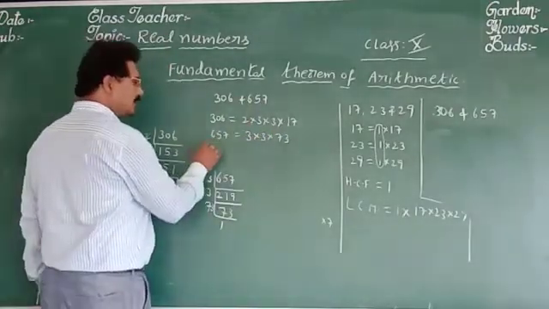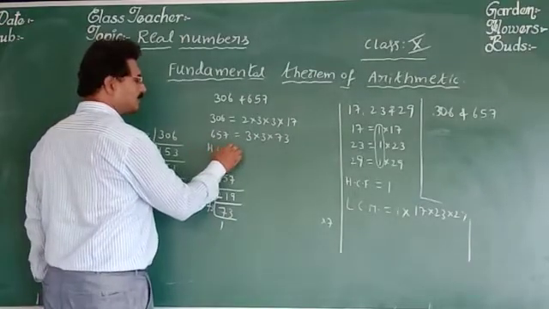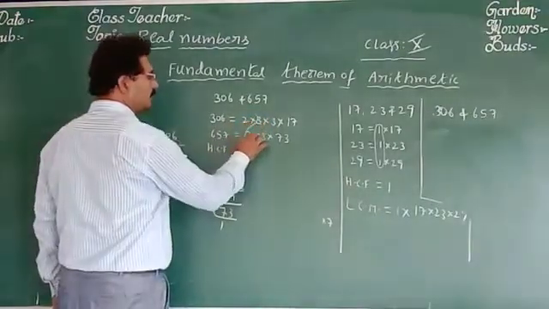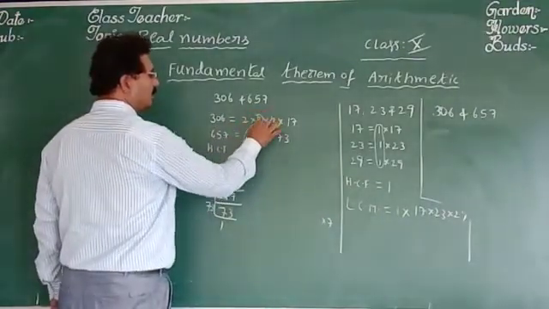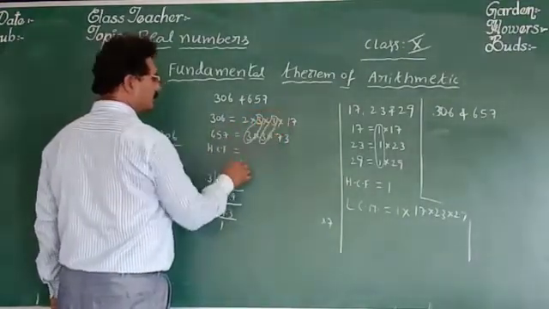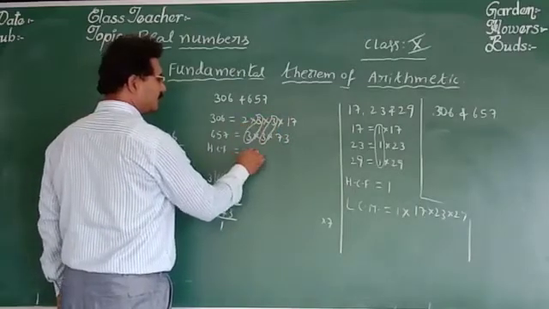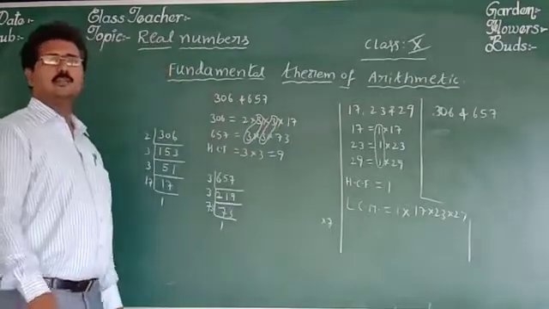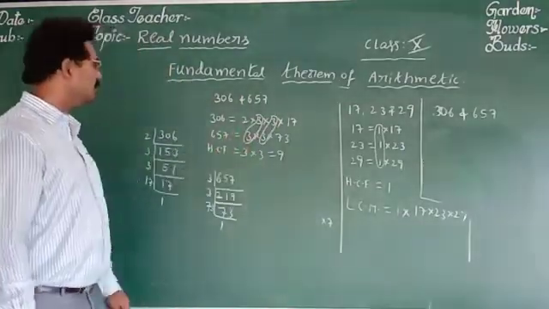Now see how to write the HCF, the smallest powers that we know. That means what are the common factors? First 3, this is one common, and another 3, this is also common. So the HCF is equal to 3 into 3, which is equal to 9. Therefore the HCF of the numbers is 9.